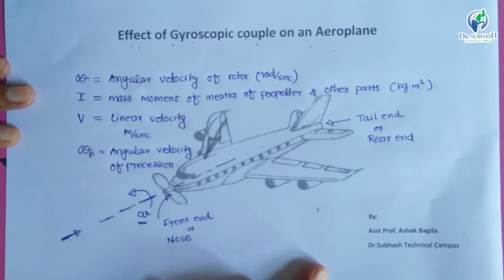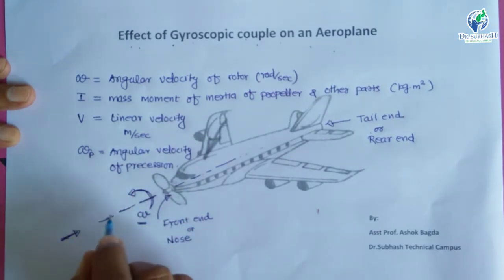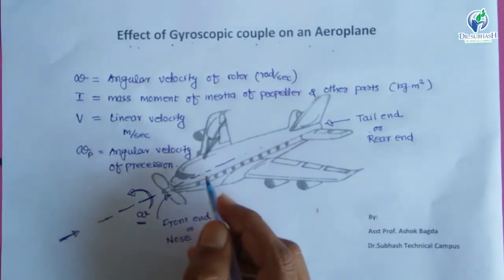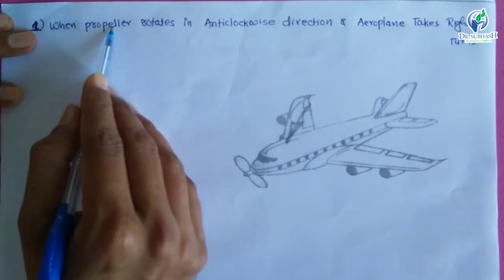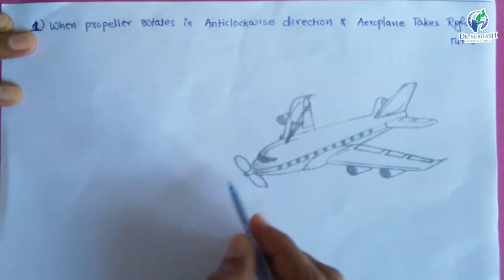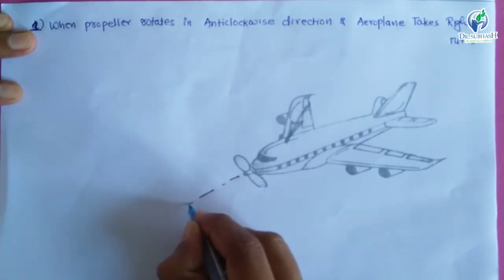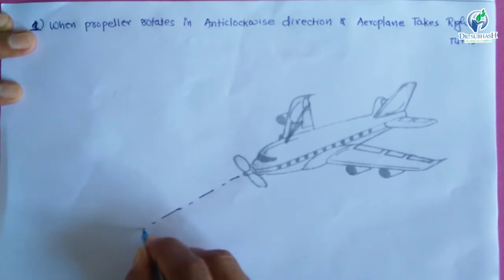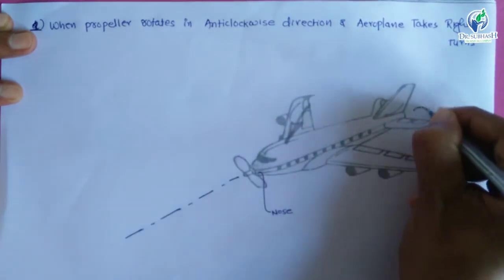Now let us consider the first case. We will see four cases in this lecture. In the first case we consider our rotor is rotating in the anti-clockwise direction. So consider the first case: when the propeller rotates in the anti-clockwise direction when viewed from the nose end. We know that this end is the nose end and this is the tail end.